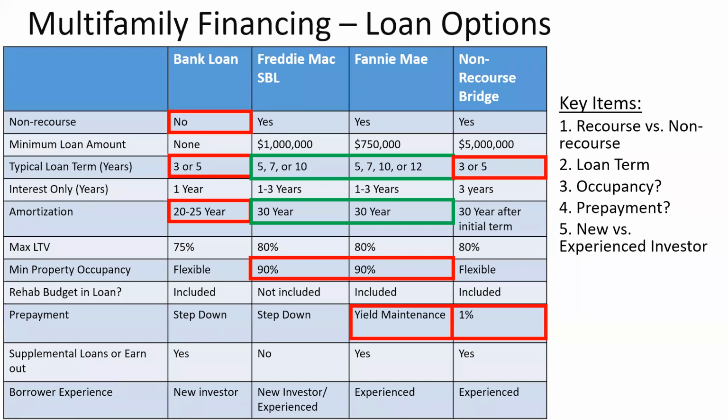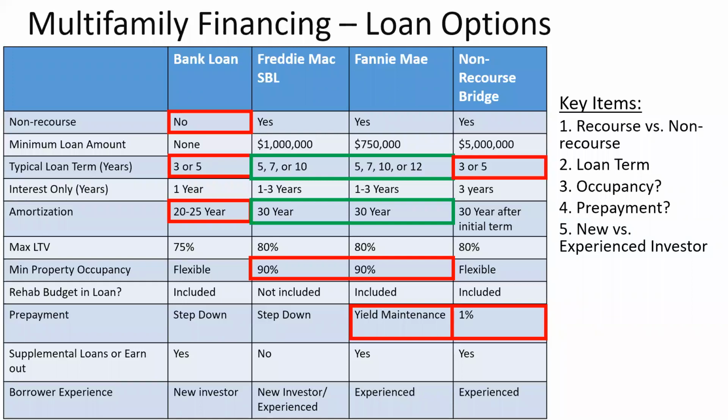Second one is the Freddie Mac small balance loan. This is your standard 5, 7, 10-year loan term. You get your 1 to 3 years interest only, 30-year AM, but they need to be 90% occupied. And we're going to talk about this a little bit later, but they used to do this for a lot of new investors as long as you have third-party property management. But now they're really focused on experienced and local investors on the Freddie Mac small balance loan. And that tops out at 7.5 million.